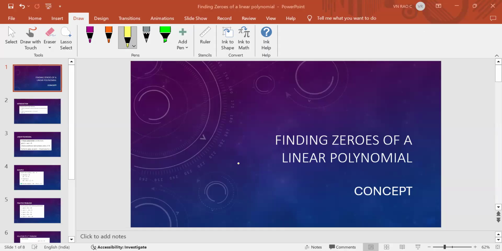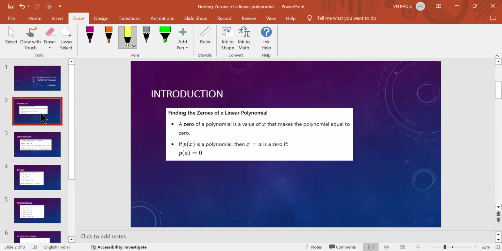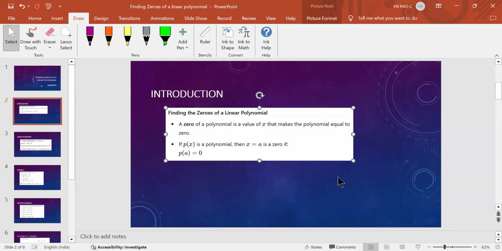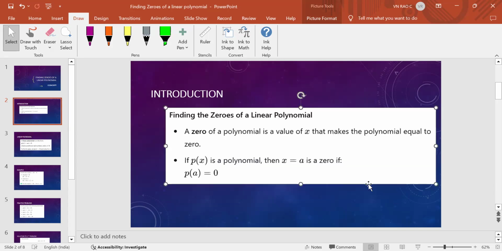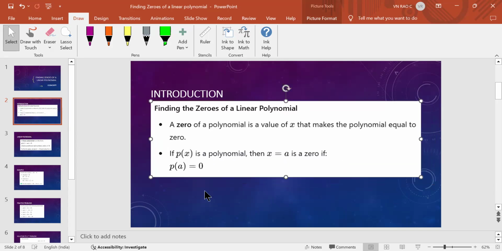Welcome to this video. In this, we will be looking at finding zeros of a linear polynomial. First, we will look at the concept, and then we'll take up an example followed by certain problems. In the introduction, if you look at the slide here, it shows finding zeros of a linear polynomial.